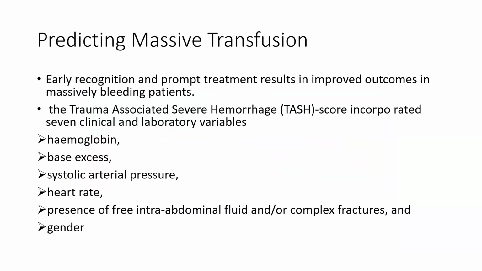So, how to predict the need for massive transfusion? In trauma-associated severe hemorrhage, the TASH score incorporates 7 clinical and lab variables: hemoglobin, base excess, systolic arterial pressure, heart rate, presence of free intra-abdominal fluid, complex fracture, and gender.